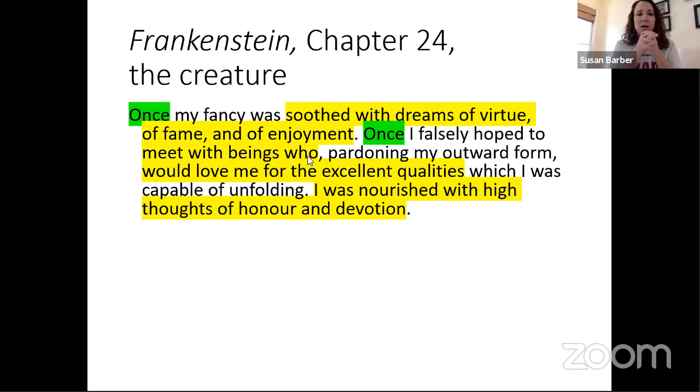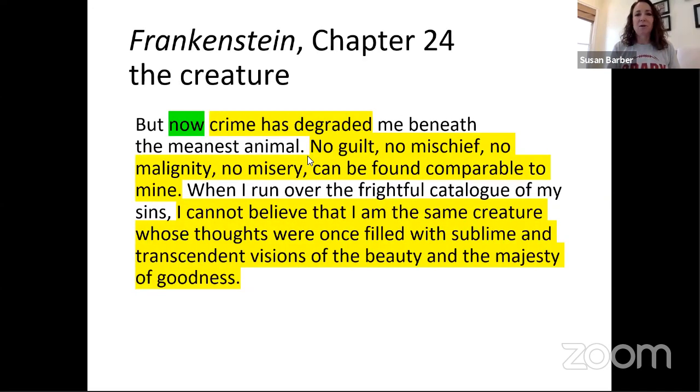So this is the creature at the end, and he has now gone from just thinking about his physical needs to having all of these emotions awakened within. And now he's very reflective at the end, looking back over his life. "Once, I was soothed by these happy dreams, dreams of enjoyment, fame." Once, I really wanted to be with people who loved me. And I thought about just things that were honorable. So we see him starting to reflect, and then we can go on and look at another passage from this same part of chapter 24.